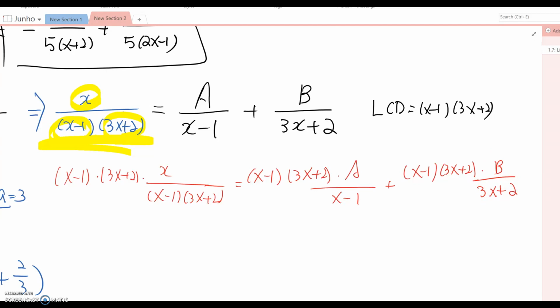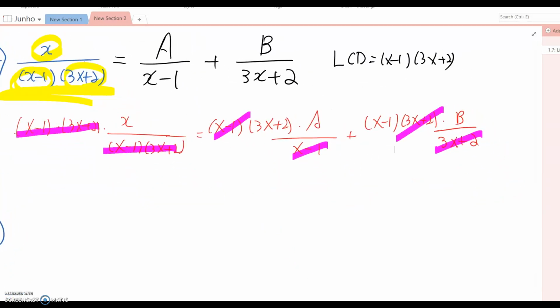So we simplify each fraction, and this becomes all cancelled out. The x minus 1 cancels out, and the 3x plus 2 cancels out. So rewriting it with the simplified factors, this becomes x equals 3x plus 2 times a plus x minus 1 times b.